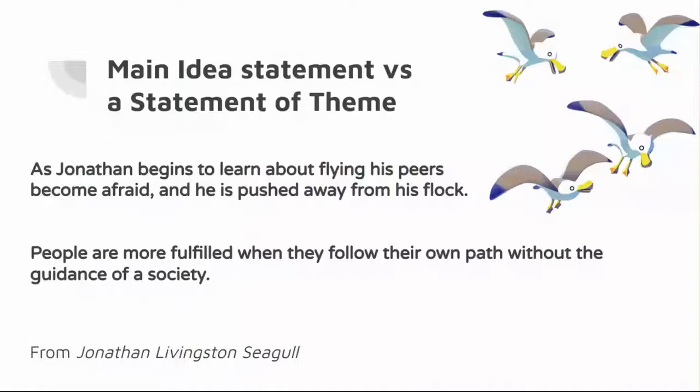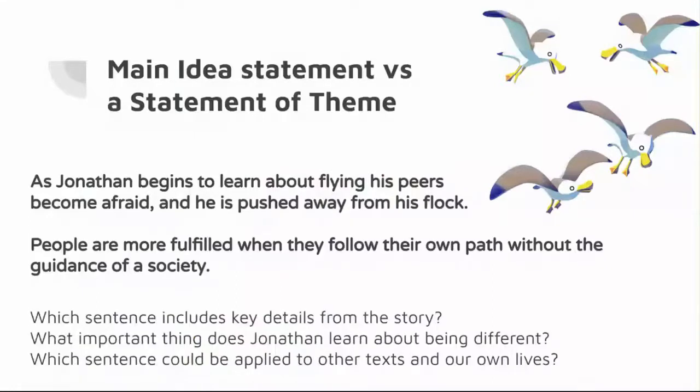So when we look at these two statements, a main idea statement and a statement of theme, you can see that the first one has key details from the story. It's about Jonathan specifically, it talks about how he's flying, what happens with his peers, and what happens as a result of that. Whereas the second one has more to do with just general humanity, right? That second one is a statement that could be applied to any text, whereas the first one is really specific to Jonathan Livingston Seagull.